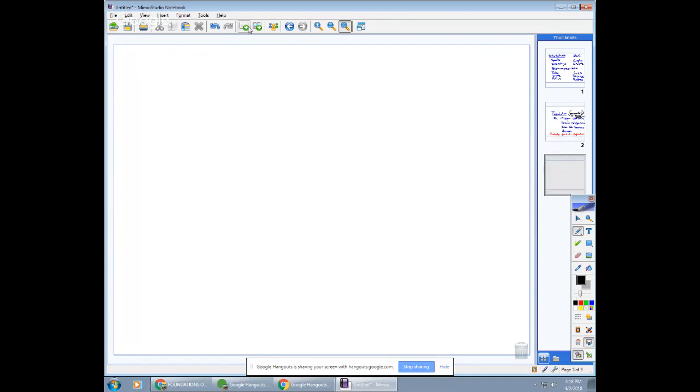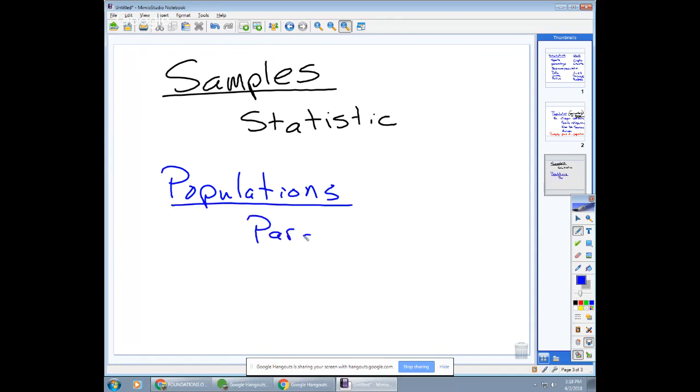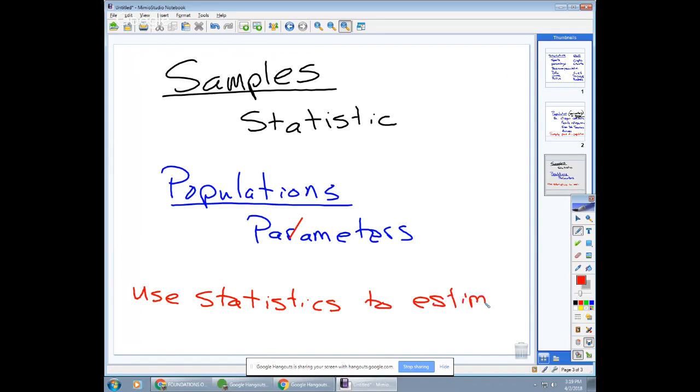When we're working with samples, and we have some special number, that number is called a statistic. So we have samples, statistics, we have populations, and parameters. The point of this connection right here is that we use these sample statistics to estimate population parameters.